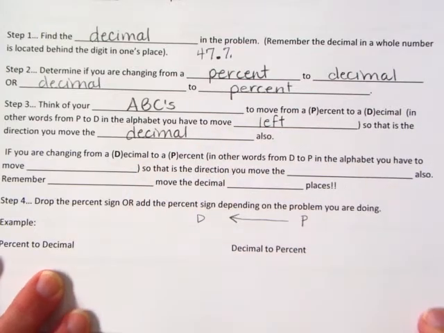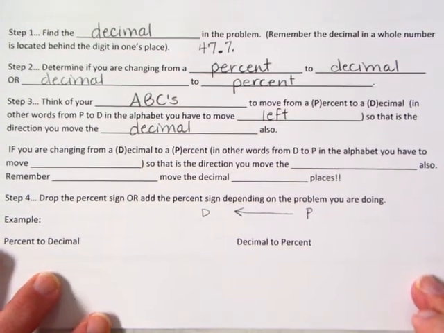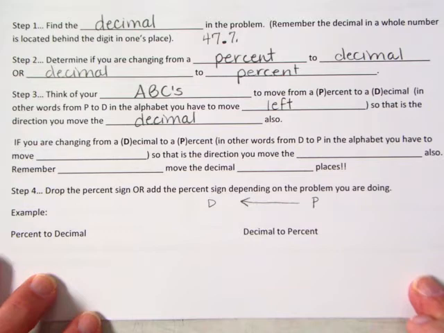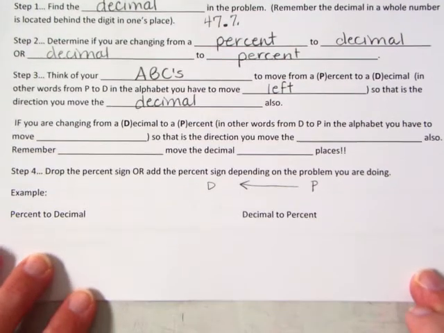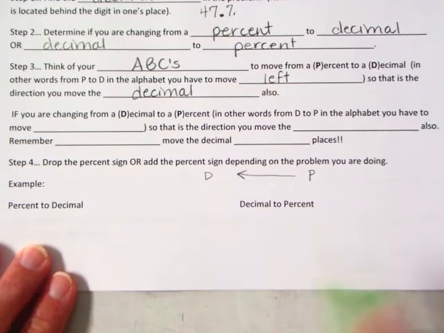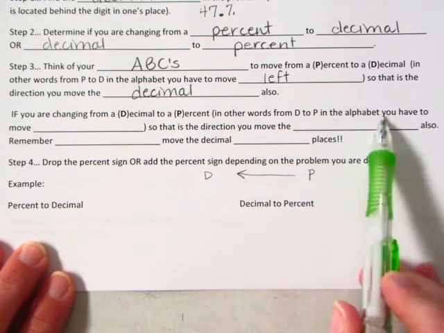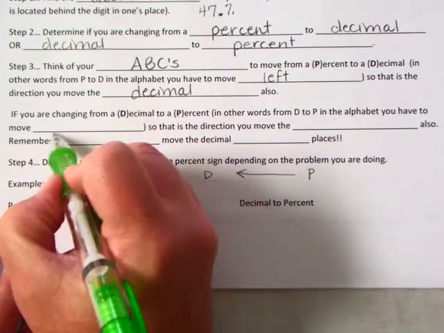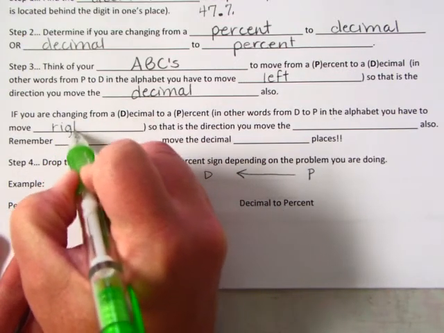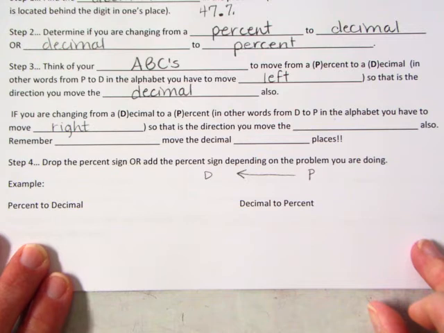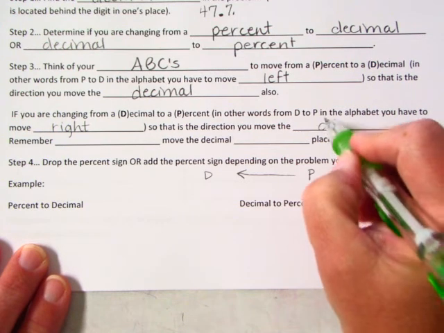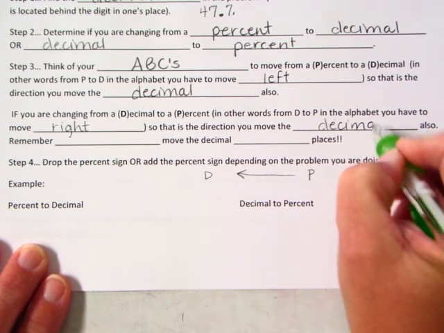So if you're going from a percent to a decimal, you move your decimal 2 places to the left. If you're changing from a decimal D to a percent P, in other words from D to P in the alphabet, you have to move, I hope you said it, right. So that is the direction you move the decimal also.